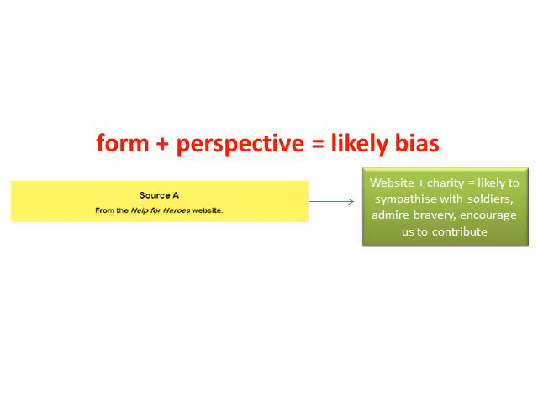So for example, source A, we're told, is from the Help for Heroes website. So the form is a website article. The perspective is a charity who takes care of returning soldiers. So the likely bias that we can work out is that it's going to be sympathetic to the soldiers. It's going to admire their bravery and their heroism, and it might encourage us to contribute to the charity in some way. You can work all of those things out without even reading the source.